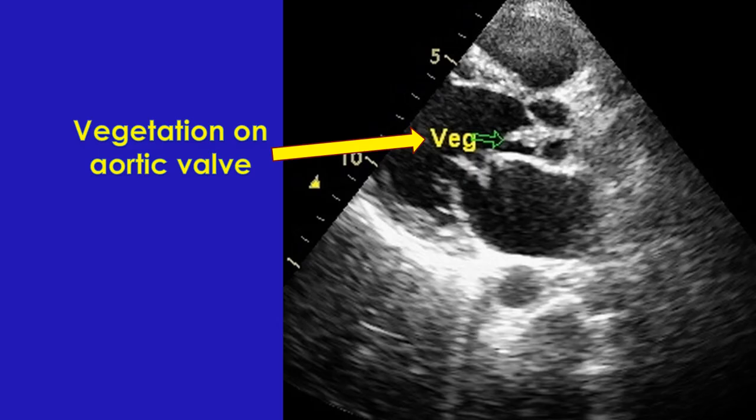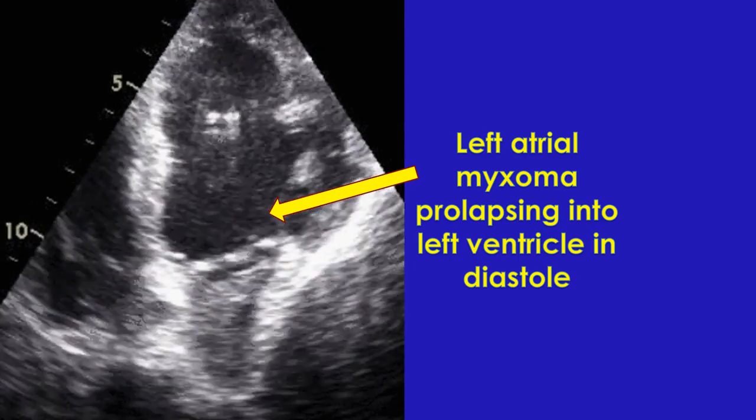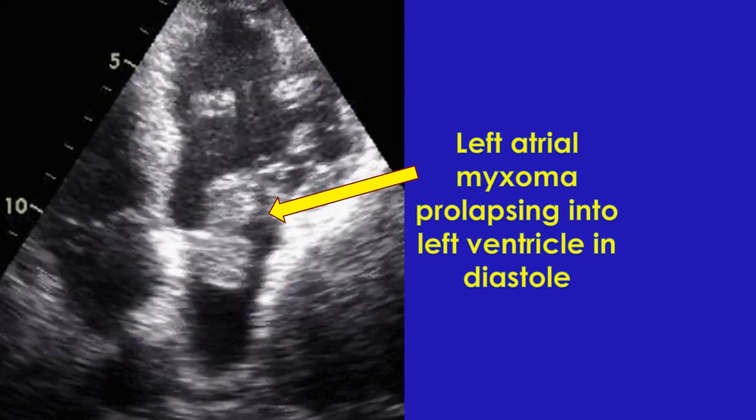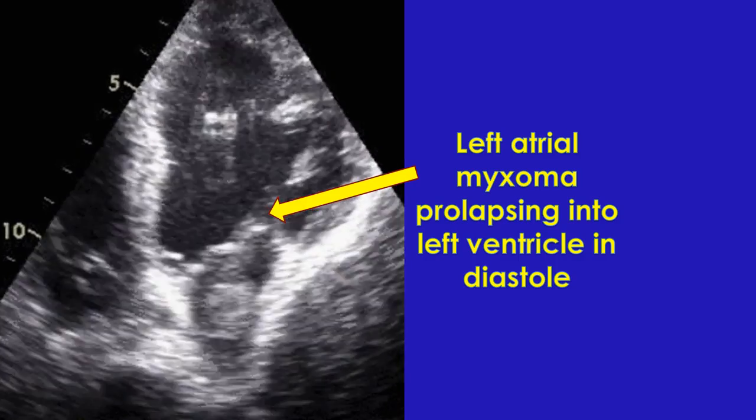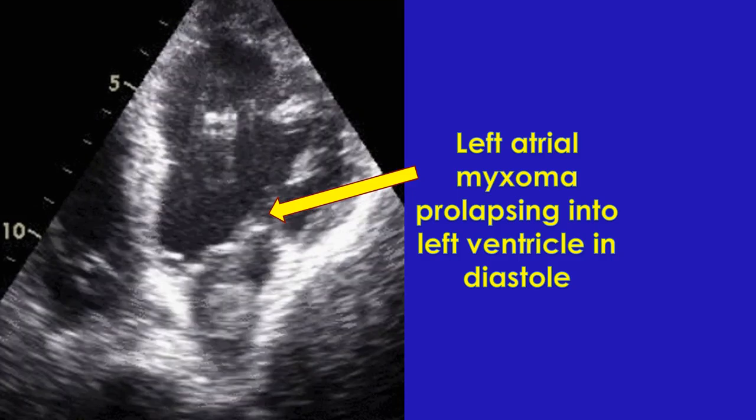Vegetations attached to the valves can be infective or non-infective. Non-infective vegetations may be seen in Libman-Sacks endocarditis of systemic lupus erythematosus and marantic endocarditis. Marantic endocarditis is non-bacterial thrombotic endocarditis seen in advanced malignancy. Commonest cardiac tumors are the myxomas, of which left atrial myxoma is the commonest. Left atrial myxoma usually prolapses into the left ventricle in diastole as it has a long stalk. Rhabdomyomas may be noted in the ventricles, especially in infants.